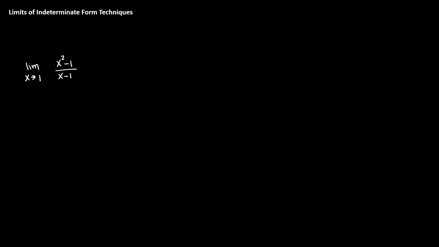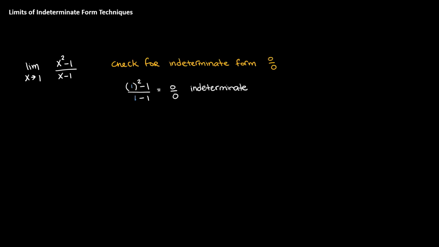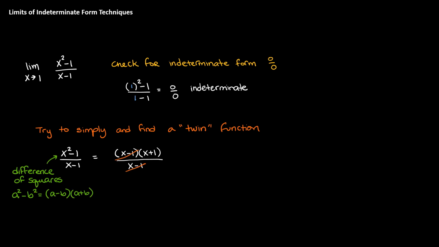Let's walk through this. Looking at the limit of the function (x squared minus 1) divided by (x minus 1), when we allow x to approach 1, it causes an indeterminate form. Direct substitution gives us 0 over 0, so we can't use direct substitution here. So we're going to try to simplify and find this twin function, which is defined at the point we're interested in and is equal to our function everywhere else. So we factor our numerator using a difference of squares, and then we reduce the common factor x minus 1 to see the twin function, x plus 1.